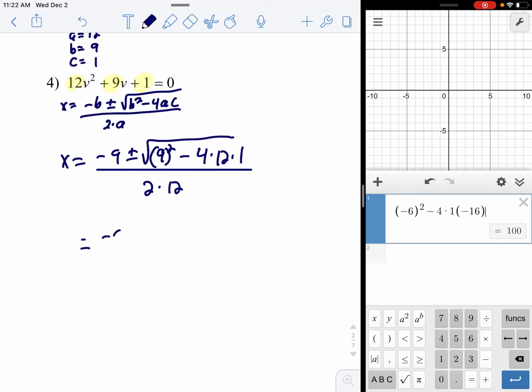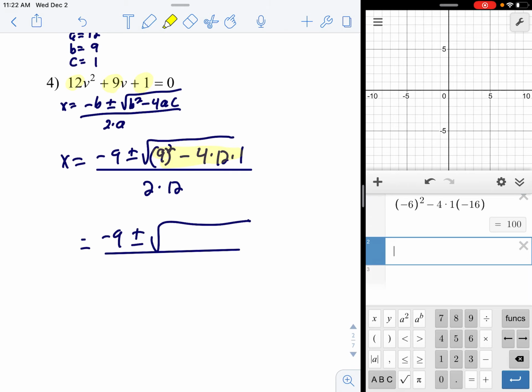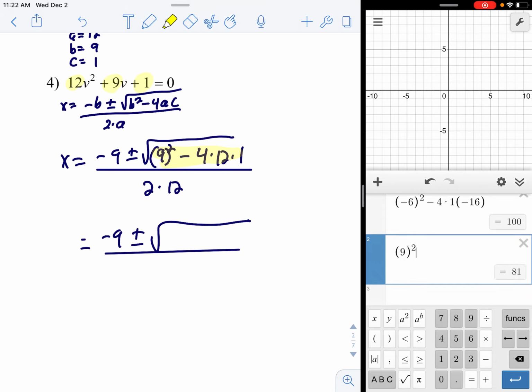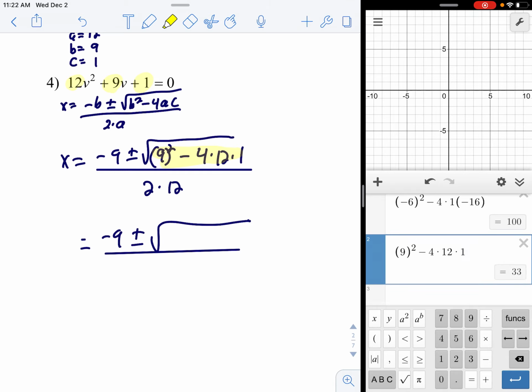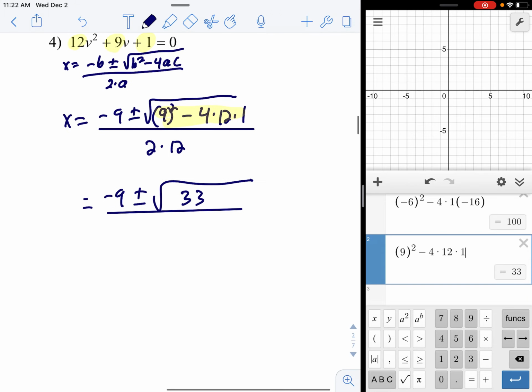So what does this give me? I can do negative 9. There's nothing to do there, I just copy down negative 9. Now, this part, like I said, if you just do that all in the calculator, it's going to be a lot easier. So 9 squared minus 4 times 12 times 1, excuse me, is 33. All over 2 times 12. 2 times 12 is 24.